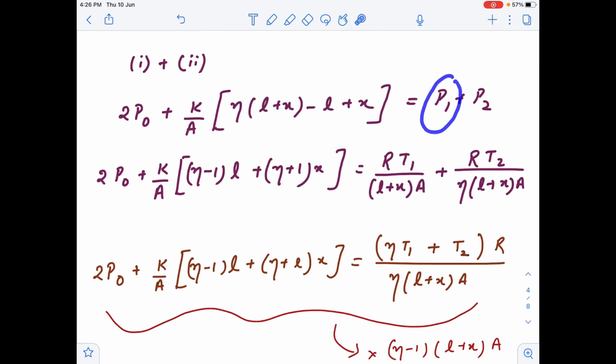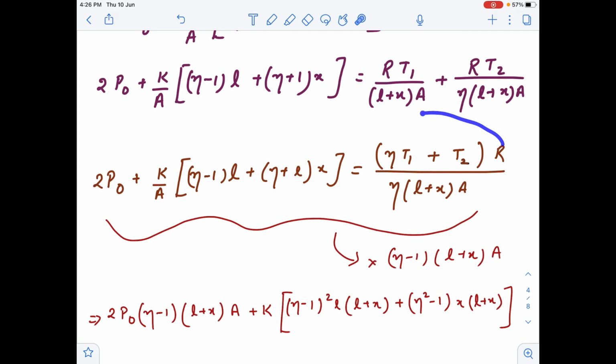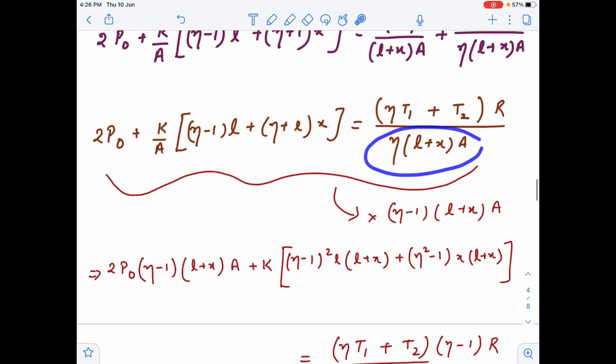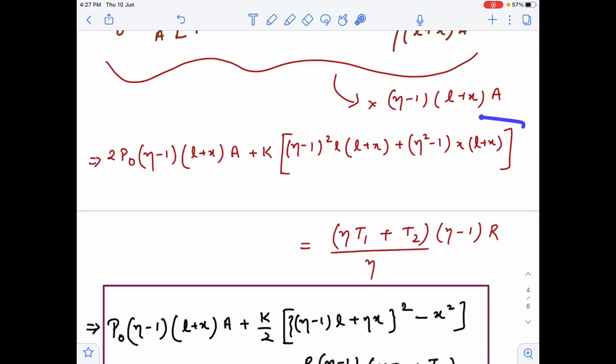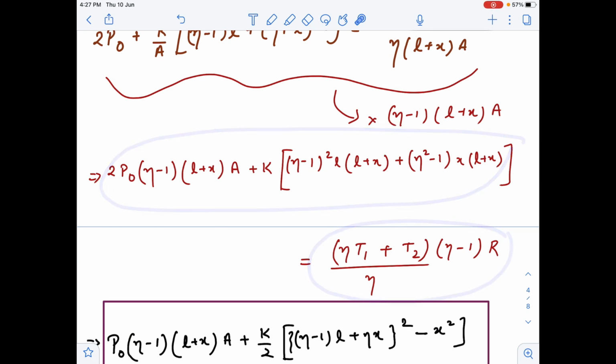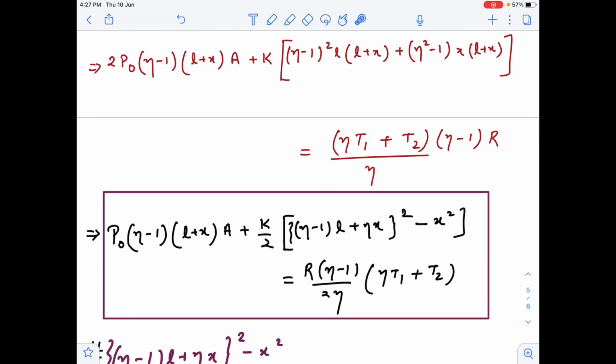We have P1 as RT1 divided by the initial volume, and P2 as RT2 divided by the initial volume. Just add these two terms and we get this one in the denominator. Now I am multiplying this term with the whole equation. At the end we got this one as the left hand side, and on the right hand side we will have this one. Rearranging a few things, dividing the whole thing by 2, we get P0 times eta minus 1 L plus x times A, and this.